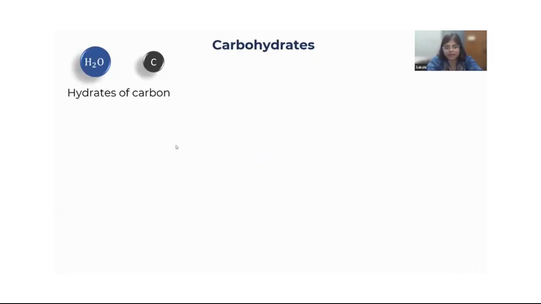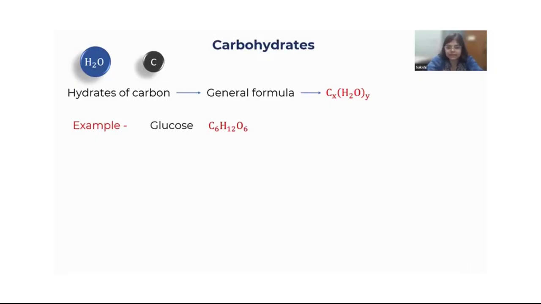What are carbohydrates, right? So you must have studied about carbohydrates in your younger classes, like glucose is a carbohydrate, right? But what are these? These are hydrates of carbon, right? Okay, so let us see. What is the general formula? The general formula is CxH2Oy, right? So, for example, x and y can be any number. For example, here x is 6 and y is 6. So we are getting C6H12O6, which is glucose. And we know that glucose is a carbohydrate, right?